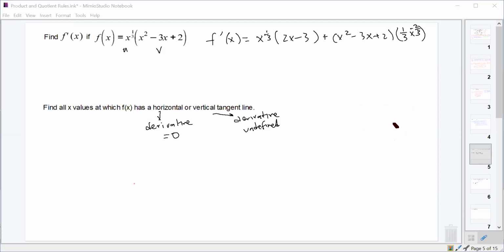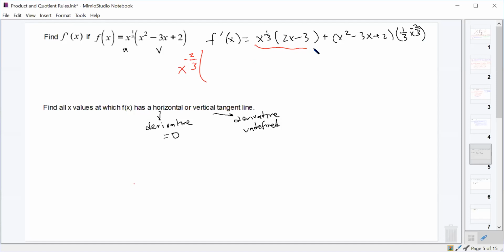So let's do the same thing up here. Let's factor out the smallest power of x that they have in common. So what's the smallest power of x? Is it x to the 1/3? Is it x to the negative 2/3? Which is smaller, x to the 1/3 or x to the negative 2/3? Negative 2/3. All right, so let's factor out that smallest power. Let's factor out x to the negative 2/3. So what does that leave us with?